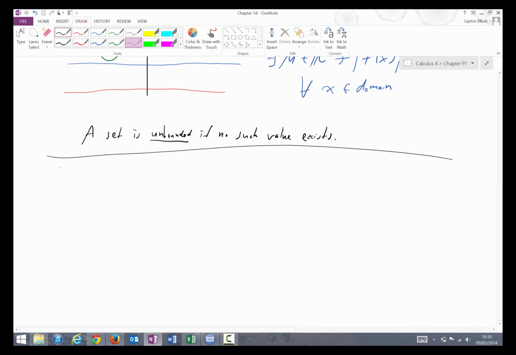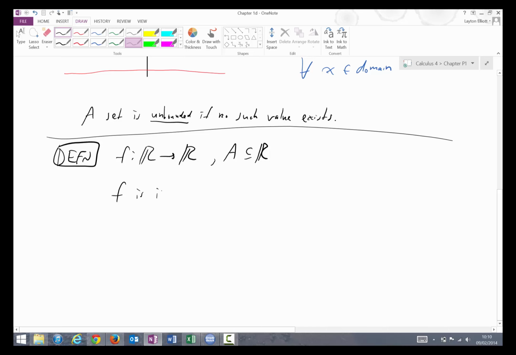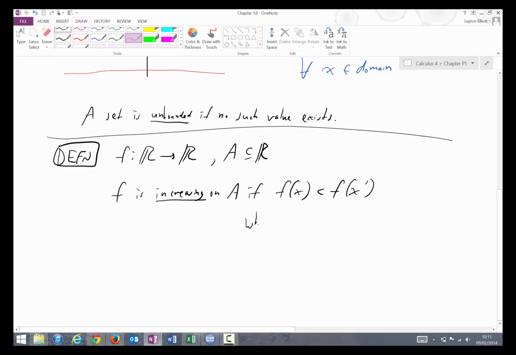So that's one definition. Now, some other ones that come into play that are related to this are, let's take a function that goes from one real number to another real number. So most functions actually do this. And then we're going to have a set A, which is going to be a set of real numbers. And f is increasing on A if f of x is less than f of x prime whenever x is less than x prime for any x or x prime in A. This means that the y values are less than each other whenever the x values are less than each other. And that's the basic definition of increasing.